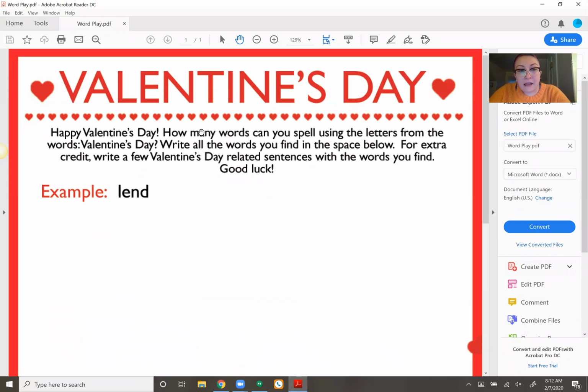Happy Valentine's Day. How many words can you spell using the letters from the words Valentine's Day? Write all the words you find in the space below. For extra credit, write a few Valentine's Day related sentences with the words you find. Good luck. And there's an example, which is lend. So this person pulled the L, E, N, and D to make lend.